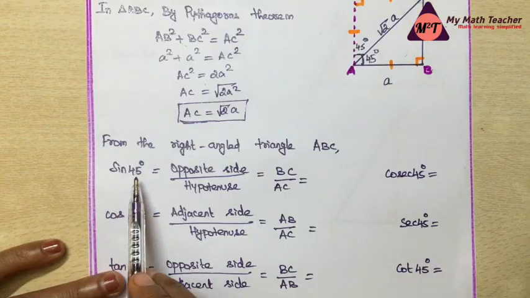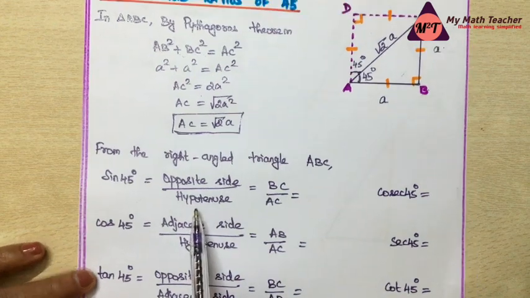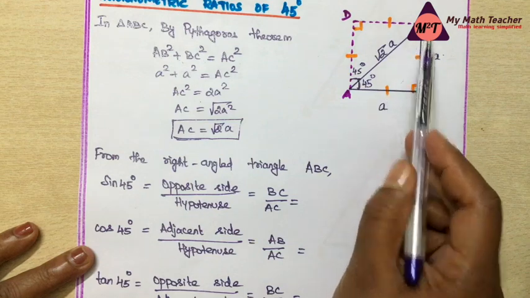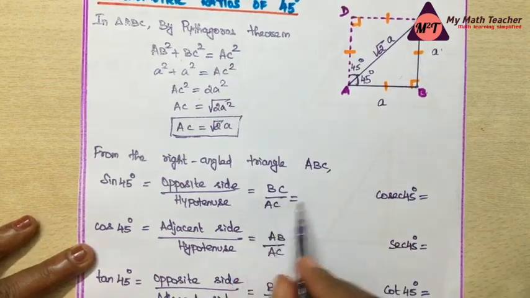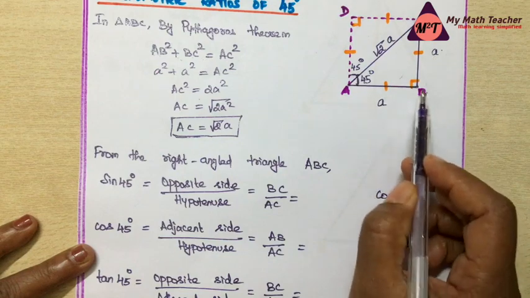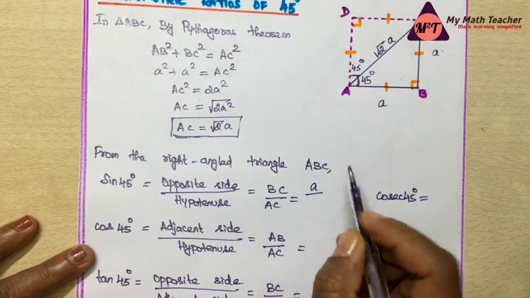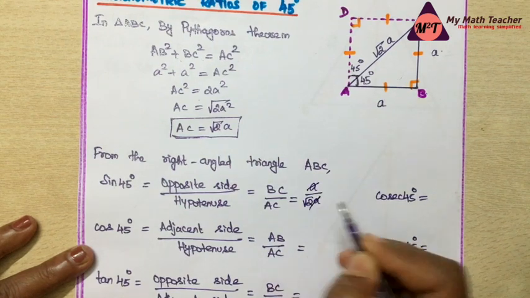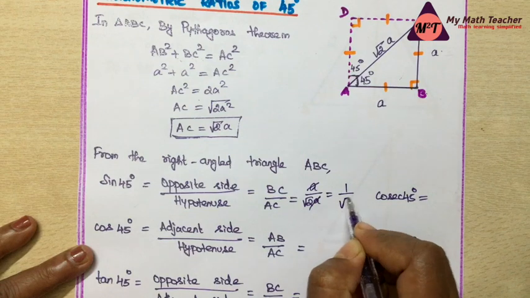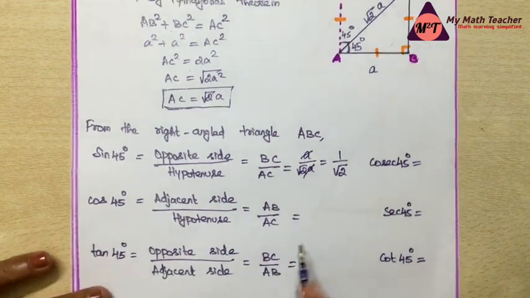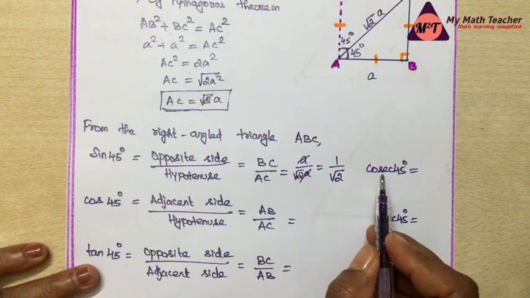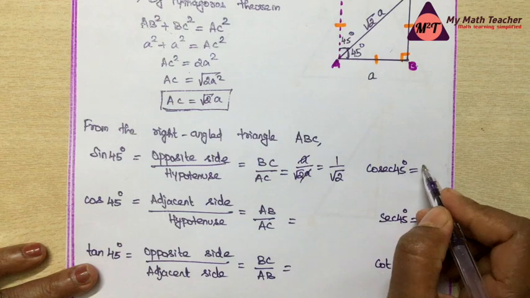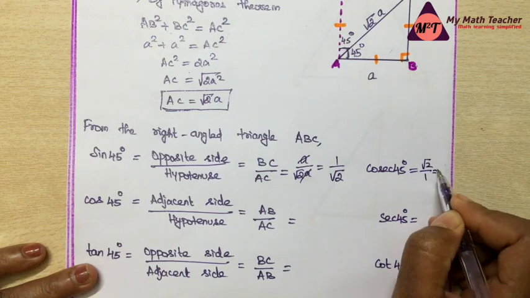As we know, sine 45 degrees is opposite side by hypotenuse. With respect to this angle, which is 45 degrees, the opposite side is BC by AC. Now substitute the values: the length BC is A and the length AC is root 2 A. When we cancel, the answer will be 1 by root 2. Now, if it is 1 by root 2, what will be the cosecant? As we know, cosecant is the reciprocal of sine. So, it will be root 2 by 1, which is root 2.